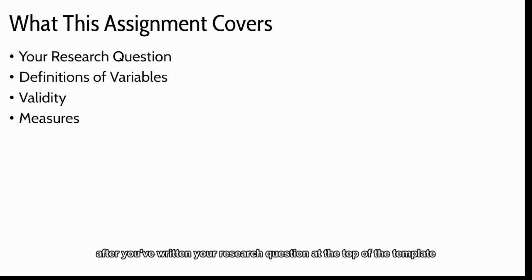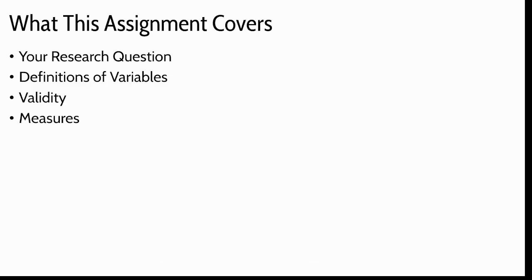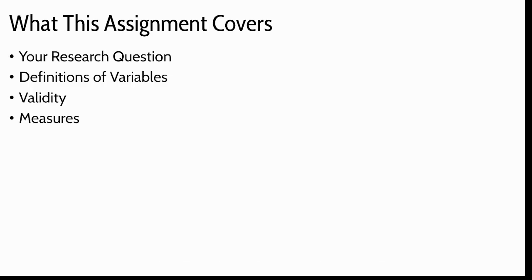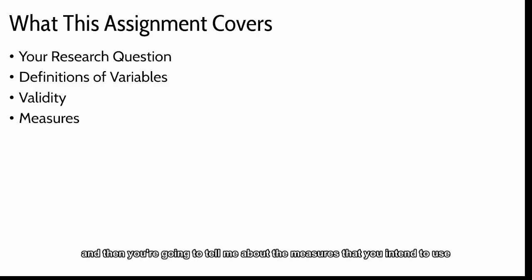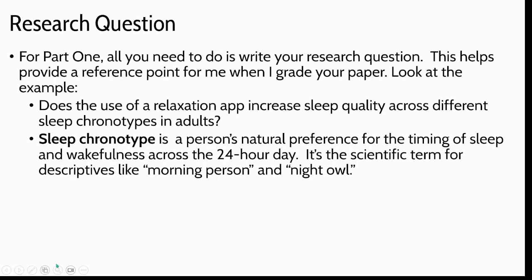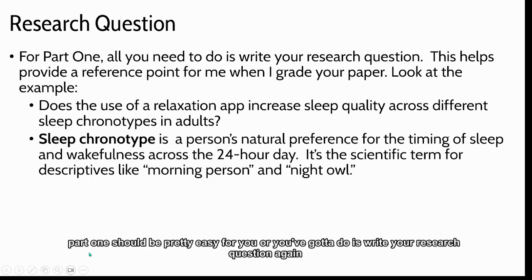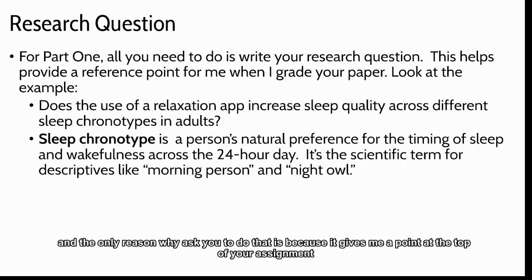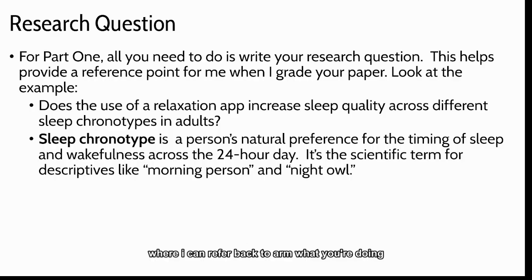After you've written your research question at the top of the template, you're also going to tell me a definition of your variables. This is where we're going to operationalize them and describe them so that we know how and what you're measuring. Next, you're going to address validity, and then you're going to tell me about the measures that you intend to use. Now, Part 1 should be pretty easy for you. All you've got to do is write your research question again. And the only reason why I ask you to do that is because it gives me a point at the top of your assignment where I can refer back to what you're doing.